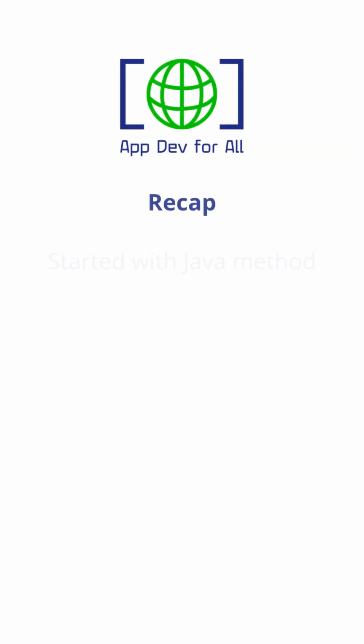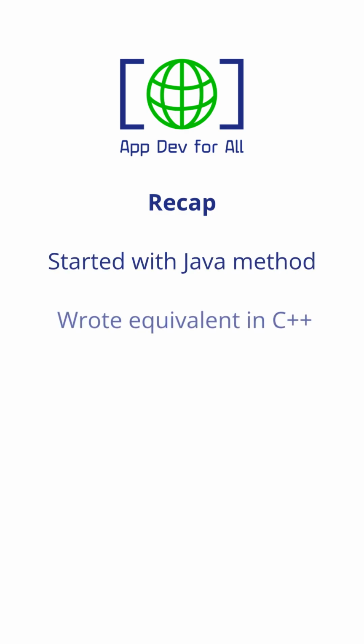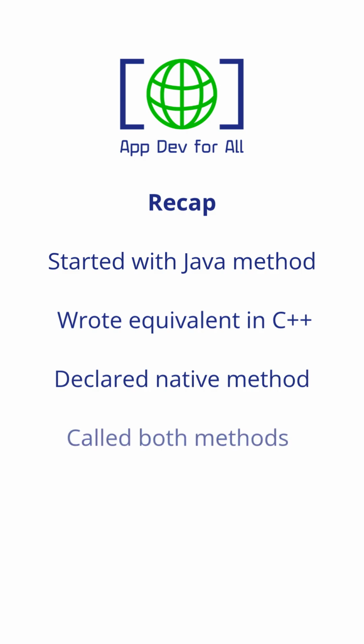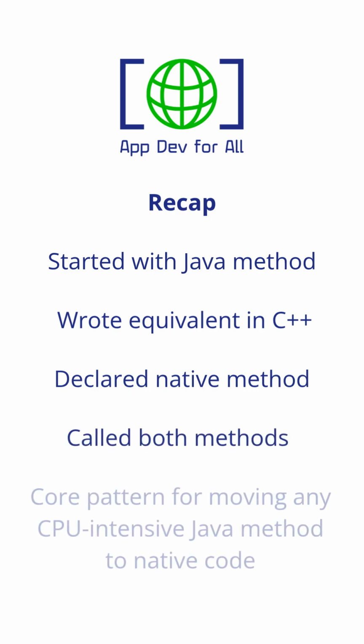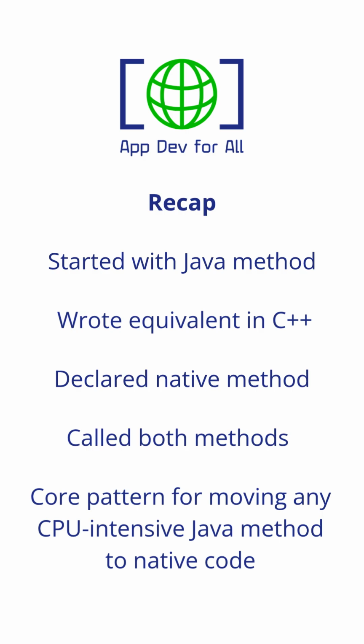We started with a Java method, wrote an equivalent implementation in C++ following the JNI naming convention, declared the native method in Java, and called both to verify the result. This is the core pattern for moving any CPU-intensive Java method to native code. The specifics will vary depending on what your method does, but the steps are always the same. Write the C++ function, declare it in Java, and call it.